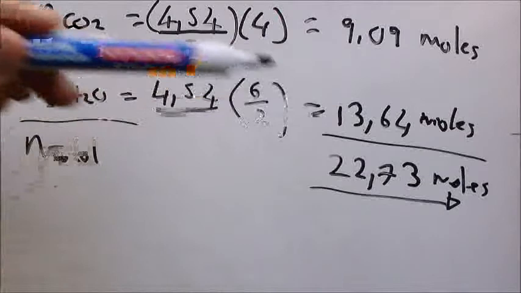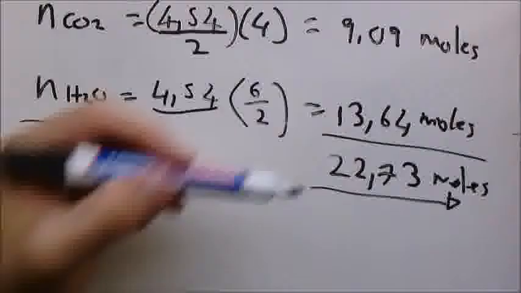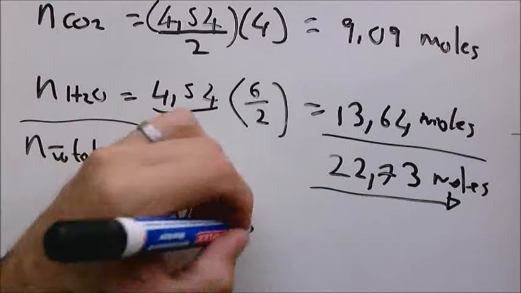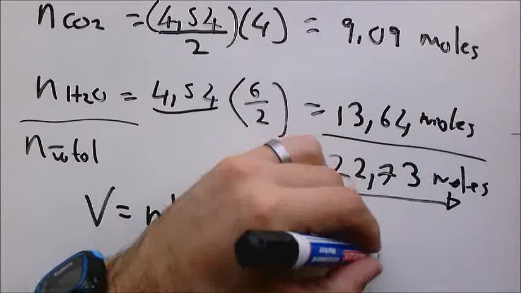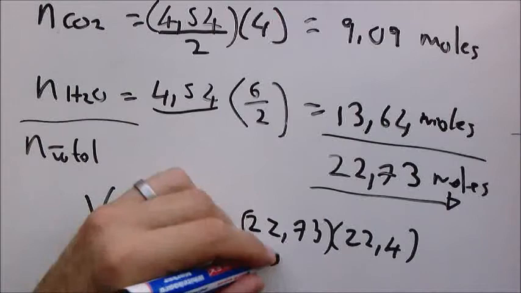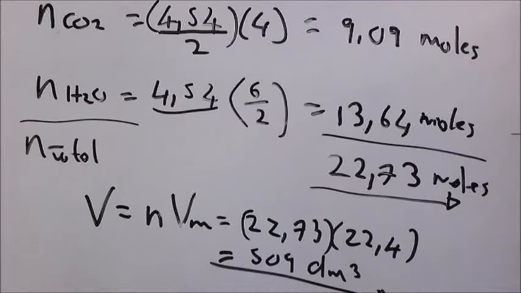So at the end, we just take the amount of moles of gas formed, and then we can convert that into volume. So 22.73 times the molar volume, which is 22.4, and that will give us 509 cubic decimeters of gas formed.